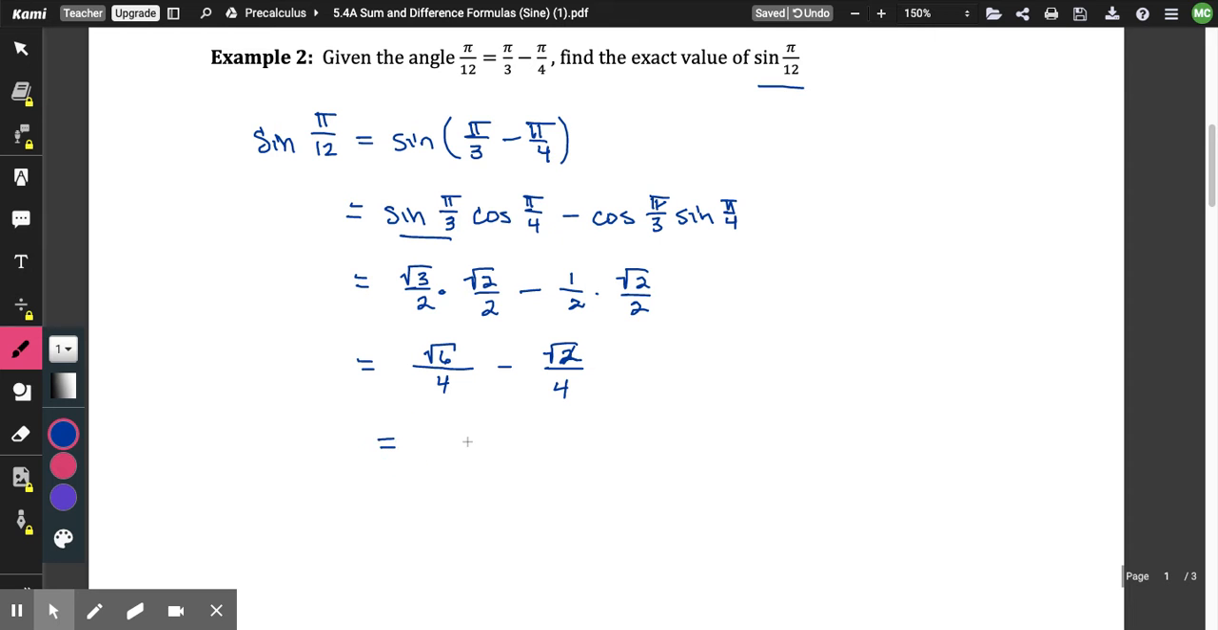And then I need to perform the subtraction, which means I do have to have the same denominator. These two already have the same denominator, so very convenient there. So I just need to subtract the numerators. But since they are both radicals and they're not alike, I can't actually combine them. So I'm just going to write it as root 6 minus root 2 over 4.